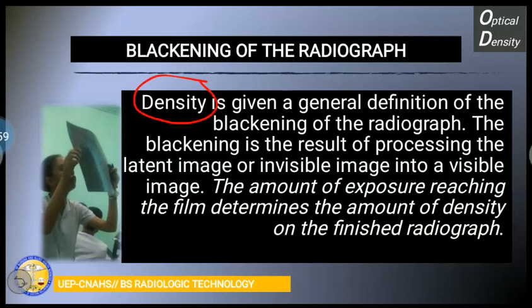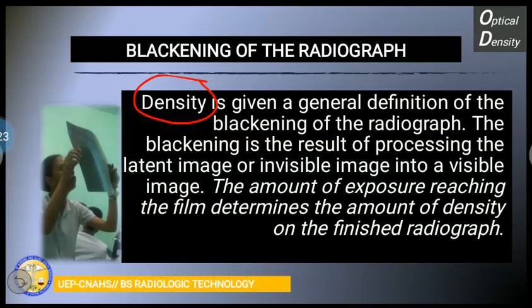Density is given the general definition of the blackening of the radiograph. But it is wrong to say the whitening of the radiograph. They are not the same. What you are thinking of is probably the contrast, but we have a separate definition for that. Definitely, it is not the whitening of the radiograph.